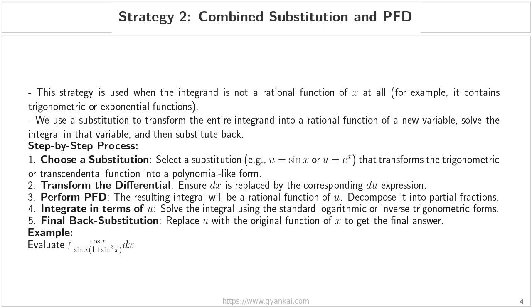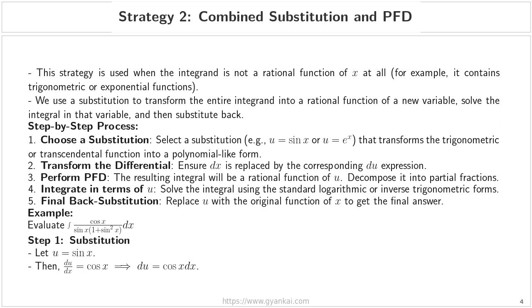We want to evaluate the integral of cosine of x divided by sine of x times 1 plus sine squared of x, with respect to x. Step 1, substitution. We'll let u equal sine of x. Then, taking the derivative of u with respect to x, we get du/dx equals cosine of x. Rearranging this, we find that du equals cosine of x dx.